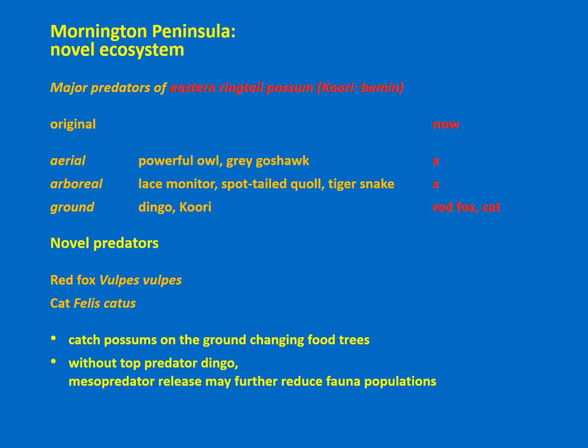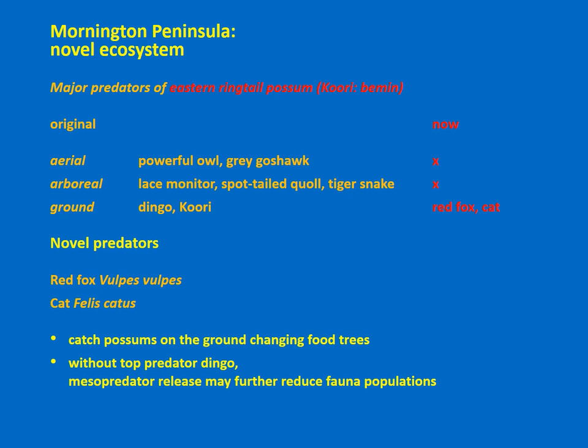So on the Mornington Peninsula, we have a novel ecosystem where the original predators of the eastern ringtail possum, or Koori Bemmin, have been replaced in part by the red fox and cat. But we don't have any aerial or arboreal predators to control the possums in those dense mid-stories. That's why the tree decline is occurring.